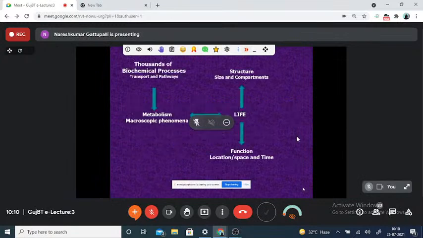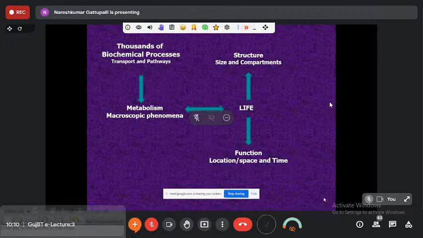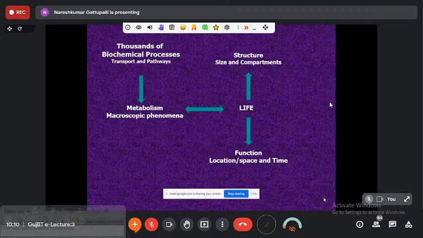Metabolism is synonymous with life. Metabolism is a net effect of thousands of biochemical processes coordinated in a particular way. And this is what we call a macroscopic phenomenon. We know the individual biochemical processes are there. Metabolism is a net result of that. So metabolism becomes a central thing for understanding all the life processes.